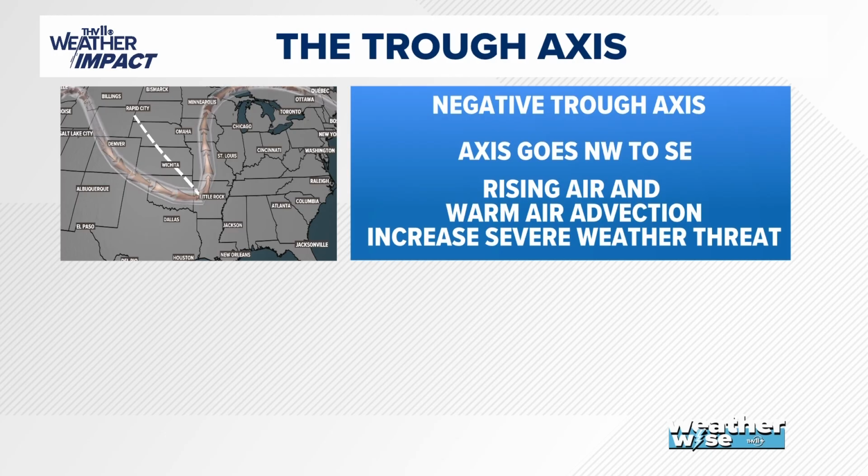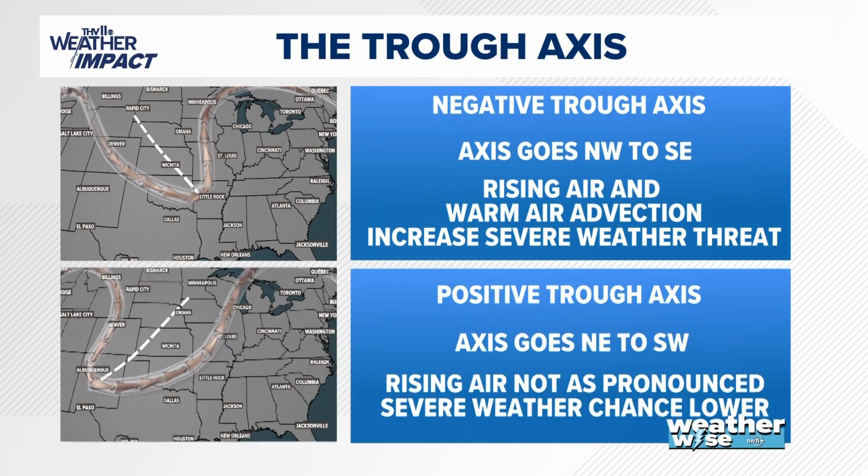I told you about the trough axis. So when we have a trough that looks like this, you see the trough axis is oriented from the northwest down to the southeast. This is known as a negative trough axis. And meteorologists are always looking at weather models and current data to see how the orientation of the trough is. When you have a negative trough axis, this is an area of rising air and a lot of warm air building into the region. So that increases the chance of severe weather, especially to the right and along that trough axis.